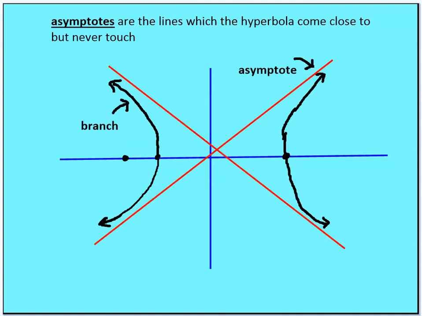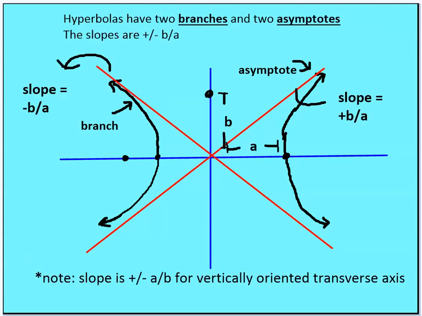All right, asymptotes are the lines which the hyperbola comes close to but never touches. I call this the scaffolding of the branches of the hyperbola. Hyperbolas have two branches and two asymptotes. The slopes for the asymptotes are going to be plus or minus b over a, depending on the asymptote. Now please note that the slope formula b over a will change to a over b, and we'll see this in a moment, when the transverse axis is in a vertical orientation. So instead of left or right branches, we have up-down branches.